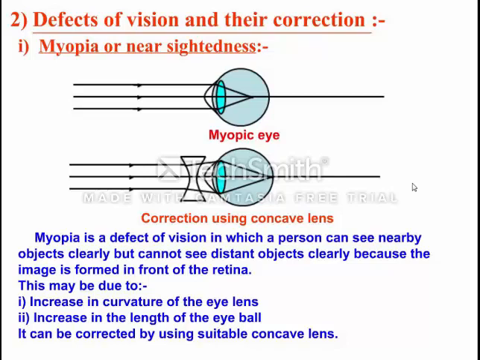This defect is corrected by a suitable lens. But which lens do we have to use? Since the image is forming before the retina, we have to place a lens which can diverge the rays, and a diverging lens is known as a concave lens. So we can correct it by using a suitable concave lens.